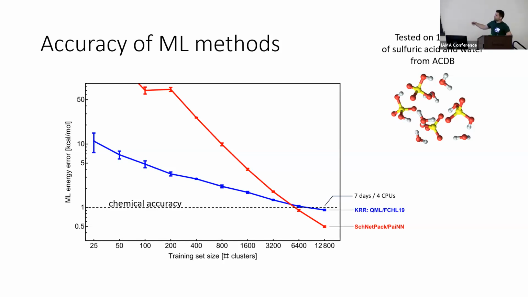And here I'm comparing two different models. That's not important, but one of them is kernel ridge regression, quite simple. Then there is some neural network model. You can see that kernel ridge regression becomes very computationally demanding. So that's why we left this kind of model and switched to neural networks. And we get easily below the chemical accuracy.